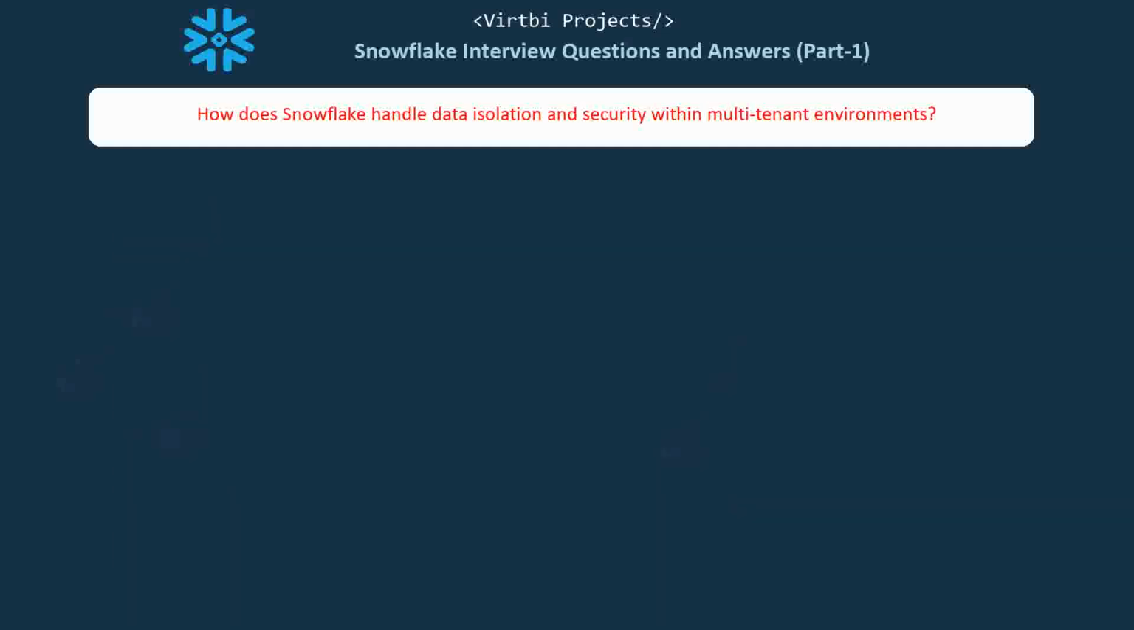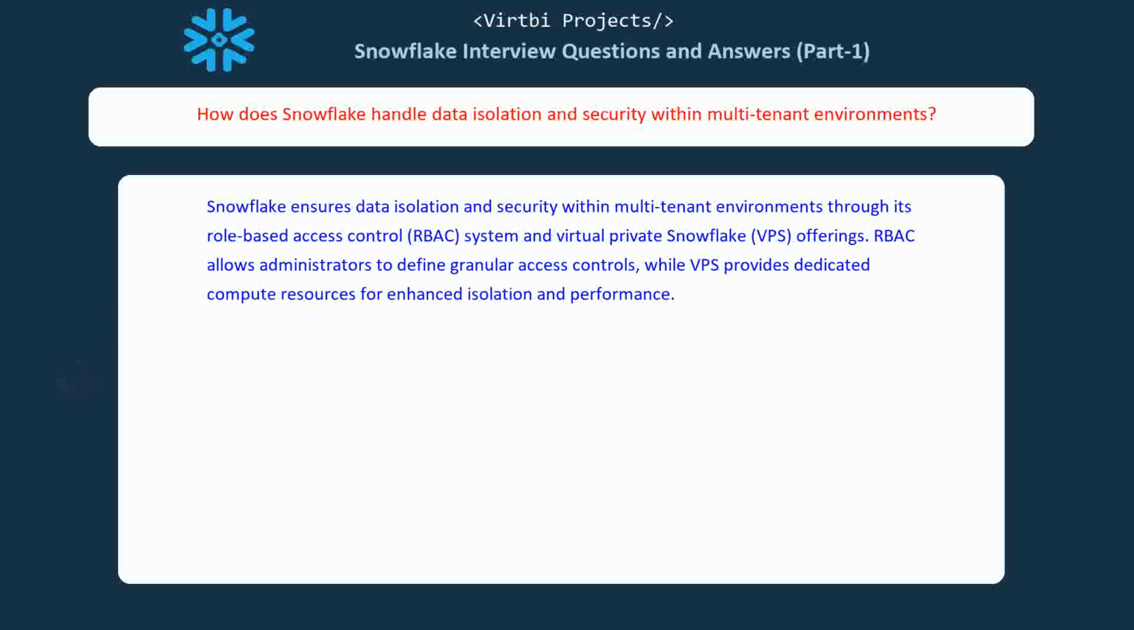How does Snowflake handle data isolation and security within multi-tenant environments? Snowflake ensures data isolation and security within multi-tenant environments through its role-based access control, RBC, system and virtual private Snowflake, VPS, offerings. RBC allows administrators to define granular access controls, while VPS provides dedicated compute resources for enhanced isolation and performance.